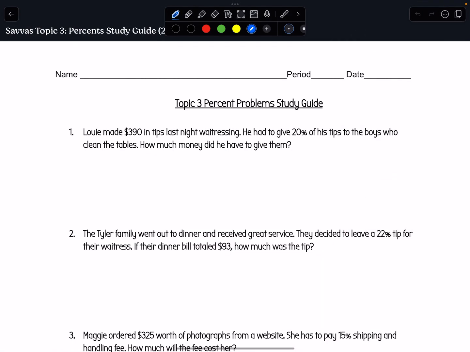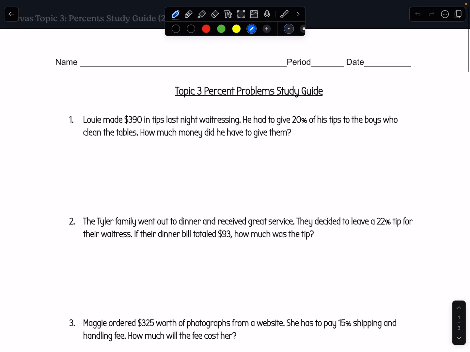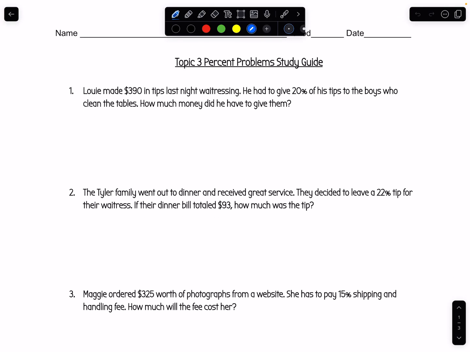This is the Percent Problems Study Guide that was created, I believe, in 2024, maybe before, not sure. But we are going to show you that you can use whichever method you choose. You will have an option to use a calculator that is built into the program, or one that you have at home or at school or on your computer if the computer will let you do it. So we are going to simply start by making sure that we know what we're looking for.